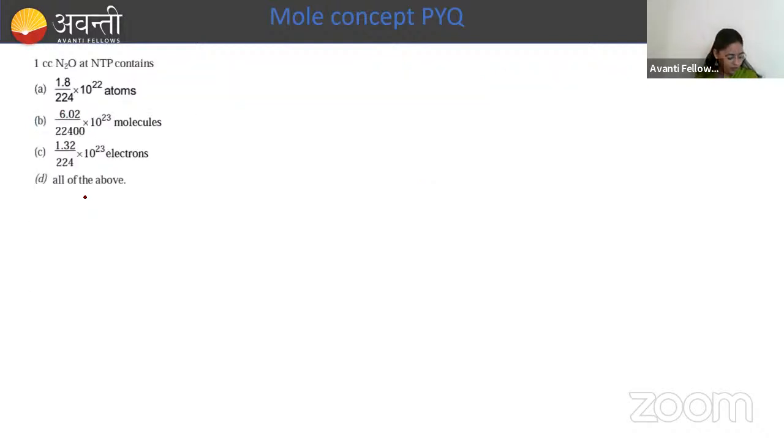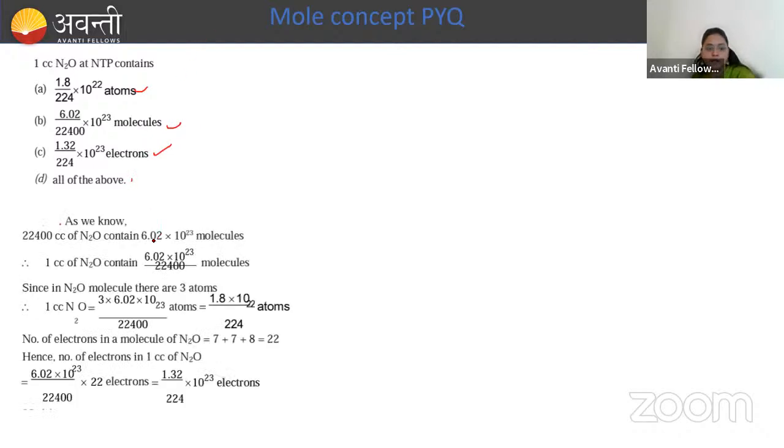1 cc N2O at NTP contains. So normal temperature and pressure, 1 cc. How much is it going to contain? This much number of atoms, this much number of molecules, this much number of electrons, or all of the above. Okay, so we need to calculate this.